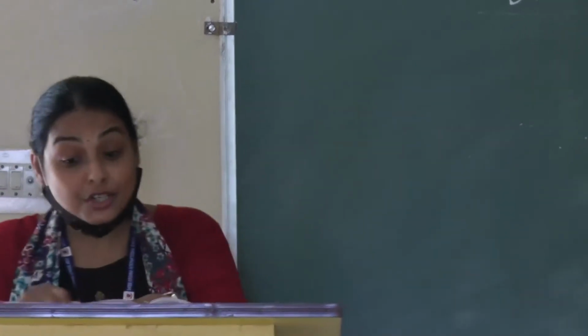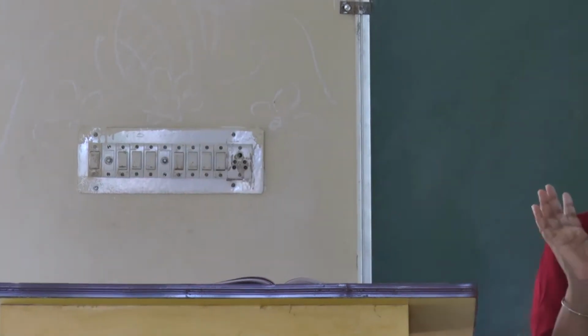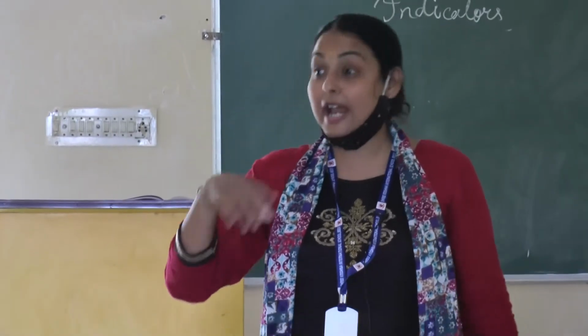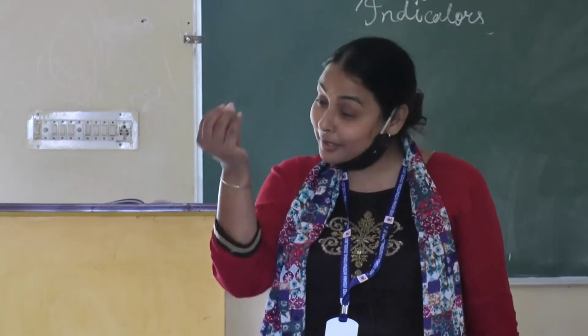Okay. Now comes natural indicators. Just now I was saying what natural indicators are, which we can make from nature. In natural indicators, what are the things? Blue litmus, red litmus, it is a litmus paper. But natural indicators are beetroot, China rose, and turmeric also.